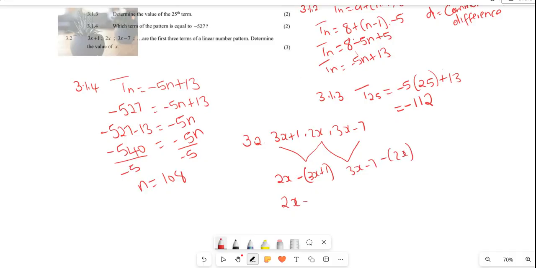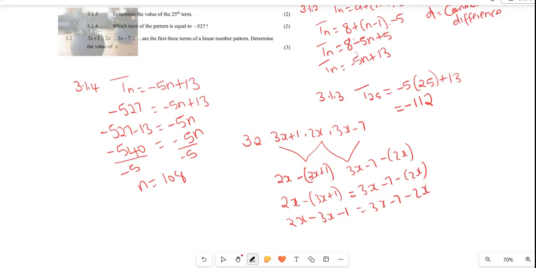So these two must be equal, right? So let me write down first: 2x minus (3x plus 1) must be equal, because I know that in a linear number pattern the common difference must be equal, to 3x minus 7 minus 2x. Now we'll multiply: negative times 3x is going to give me minus 3x, negative times 1 is going to give me minus 1. Then 3x minus 7, negative times 2x is going to give me minus 2x. And then 2x minus 3x is going to give me minus x minus 1. 3x minus 2x is going to give me x minus 7.